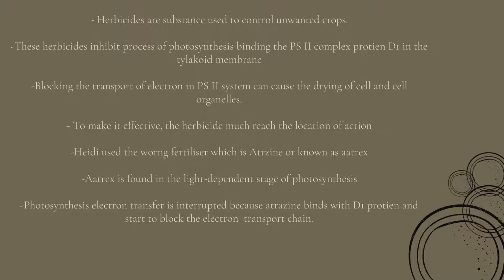Blocking the transport of electrons in the photosystem causes the formation of highly reactive molecules that initiate a chain of reactions that induce the destruction of membrane lipids and proteins, resulting in leakage on the membranes and drying of the cell and cell organelles, and this will quickly distort them.